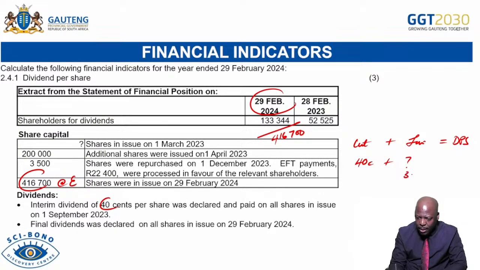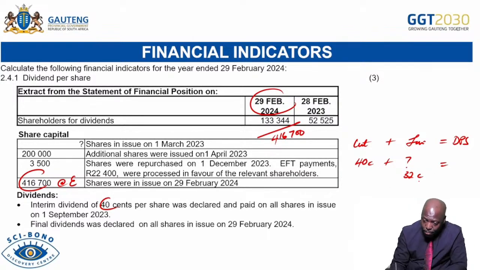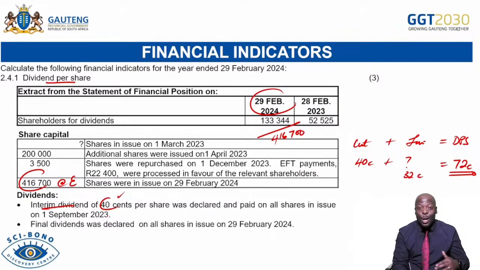It is 32 cents. So I'm going to add now my 40 cents plus 32 cents. So 40 plus 32, that gives you 72 cents. That becomes my dividends per share. Once you're already given the interim dividend per share, you then just have to calculate the final dividend per share. I've seen some questions where they just want you to calculate the interim dividend per share or just the final dividend per share and not even to calculate the DPS. So you must be able to do that one as well.